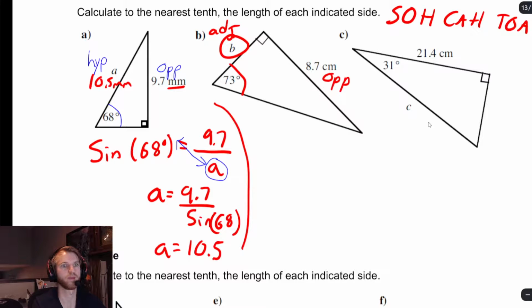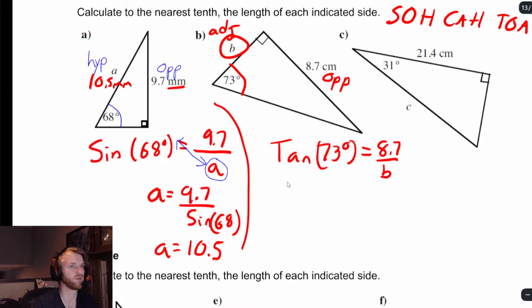Okay. Now, we're going to look at our three trig ratios to figure out which uses opposite and adjacent. So we're going to need to figure out if we need sine, cos, or tangent. The one that uses opposite and adjacent is tangent. Okay, tangent, TOA, tangent is opposite over adjacent. So that's the trig ratio we're going to use. And we'll set that up. Tan 73 degrees is equal to opposite 8.7 over adjacent, which is B.